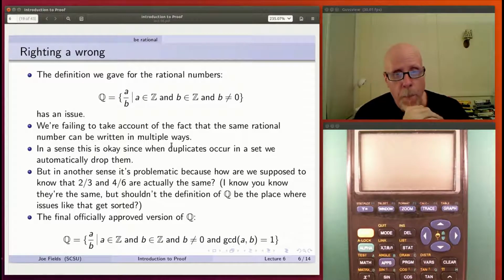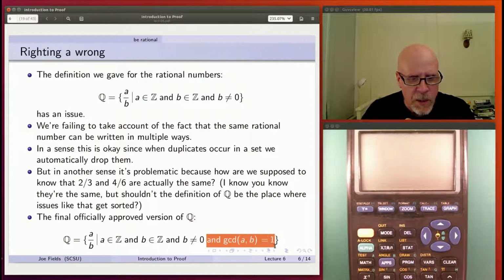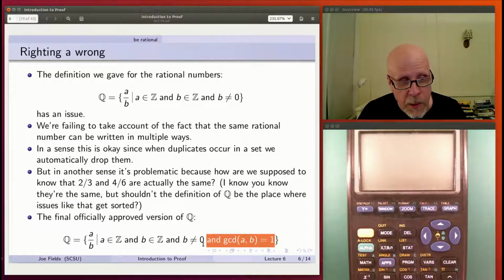So here's my, actually, I'm still lying to you. There's going to be another tweak to this definition later on in the book, but the final, for now, officially approved version of the rational numbers. Well, there it is. It's just got one thing added on. The thing at the end here that says GCD of a, b is 1. It's got the other things we mentioned. They look like fractions of the form a over b. a and b are both integers. b is non-zero.